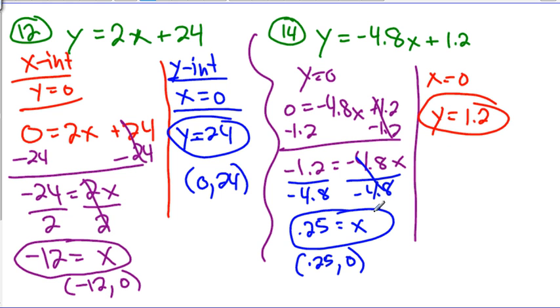So one of them takes a little bit more work. The other one's pretty quick. The y-intercept's quick to find, excuse me. So this point is 0, 1.2. Okay, there's our two intercepts.